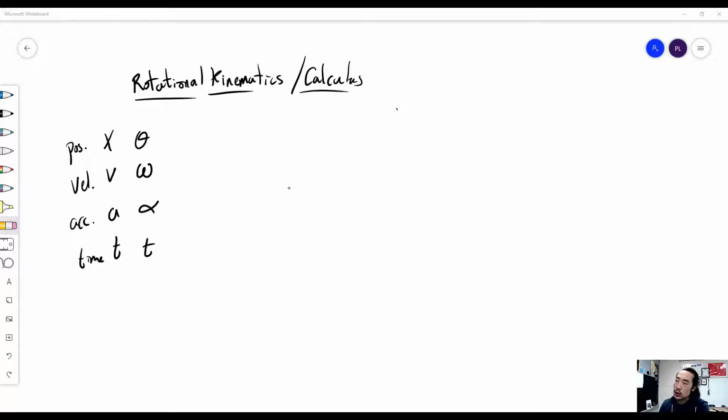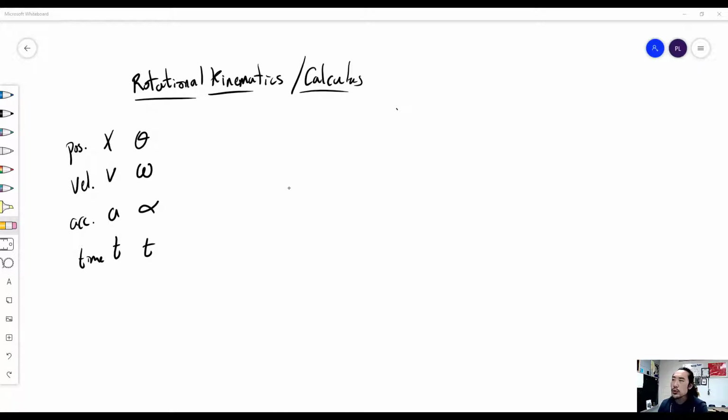And the reason I want to do this is because we're very much used to the translational variables, so it might take a little bit of getting used to the rotational variables. I like to have it up so that you have a direct visual to compare it to.